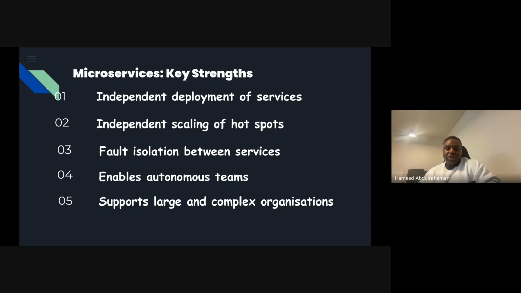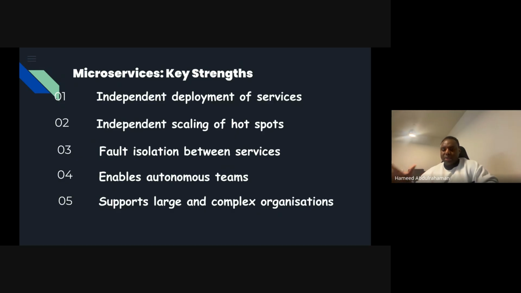So you can enable autonomous teams. This gives room for diversity in teams, whereby you can have different teams, like a team handling bill payment. They understand the domain of bill payment. They write the code on bill payment. They do everything in general on bill payment. They become more of a domain expert in this, and they could handle that particular microservice on their own.